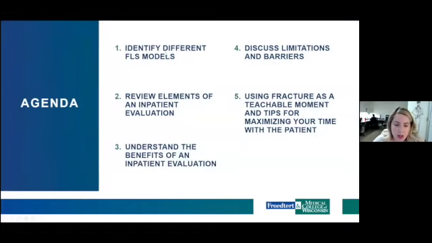My objectives today include identifying the different FLS models. Not all FLS models have an inpatient evaluation embedded into them, so I will review the elements of what I do when I look at a patient on the inpatient side. We'll talk about what we've found here at Froedtert as the benefits to that. We've definitely identified limitations and barriers to that, so we'll go over that. And then lastly, we'll talk about how to maximize your time with the patient so that you get the most from that consult, and how to use the fracture as a teachable moment for them.